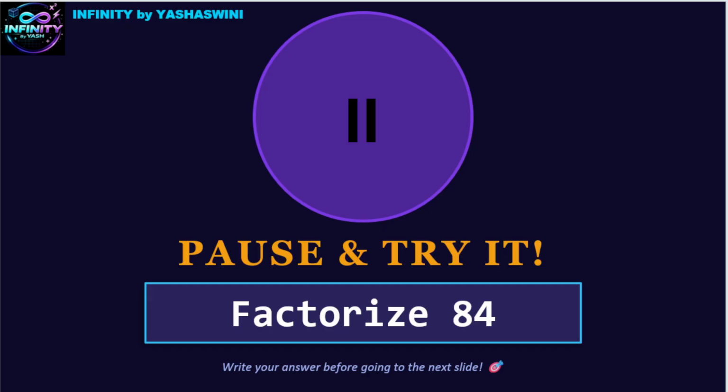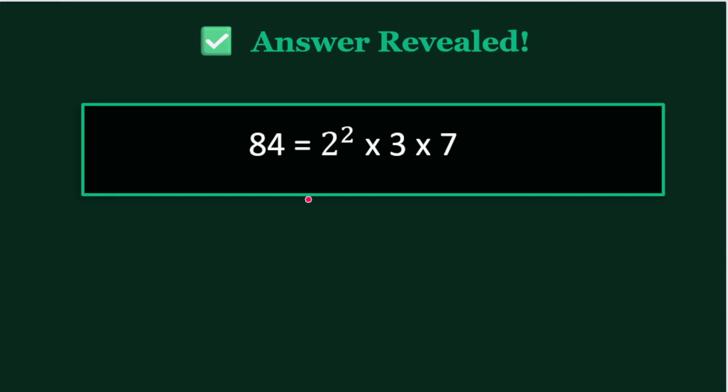Now it's your turn. Pause the video and factorize 84. Have you got the answer? Let's check the answer. If you got 2 square into 3 into 7, you are correct.